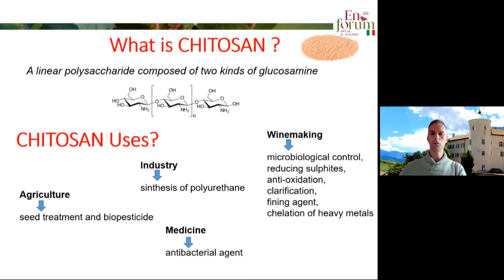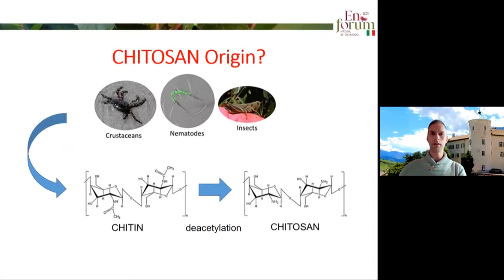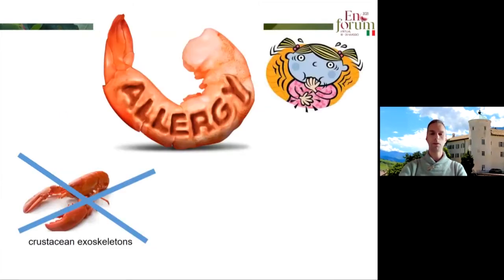It reduces sulphites, it has an antioxidant property, it can be used for clarification purposes, and so forth. What about its origin? Normally, it comes from the exoskeleton of crustaceans or insects. So what we find in known winemaking sectors normally originates from there. Chitin is extracted, and then after a deacetylation process, it is transformed into chitosan.